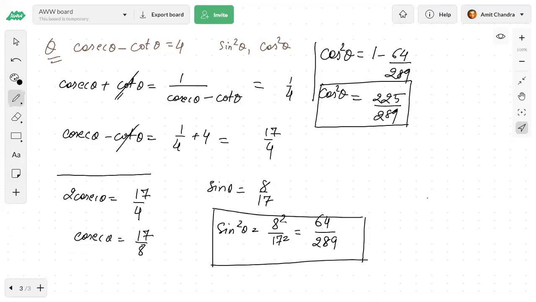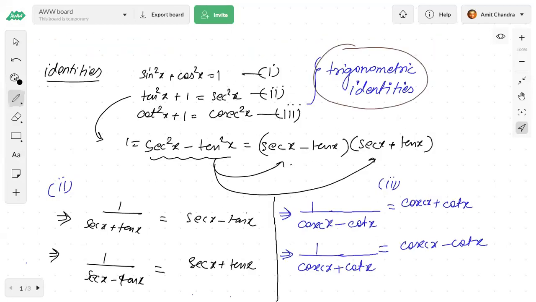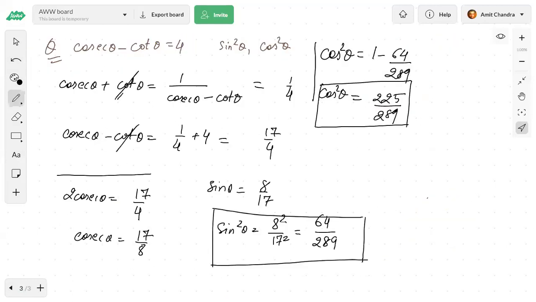See, cosec theta plus cot theta is equal to 1 by cosec theta minus cot theta, right? This we know. This property we have seen on the first page, right? So I will use this property here. So when I have replaced, this is 1 by 4.